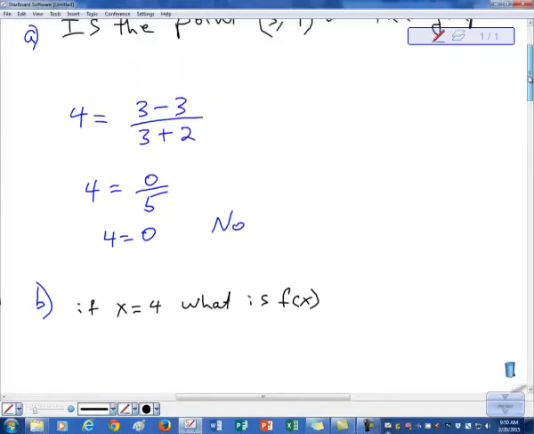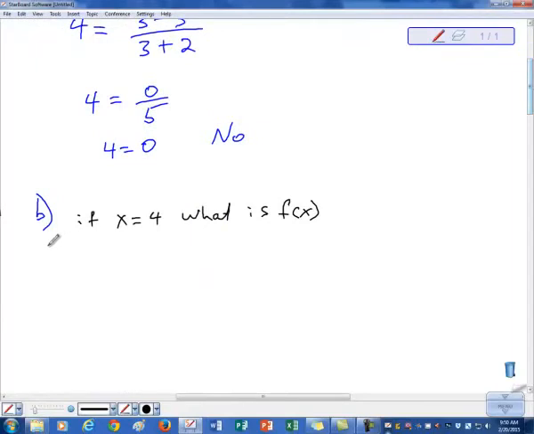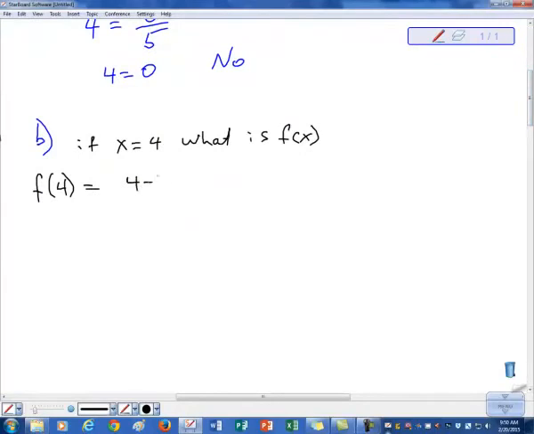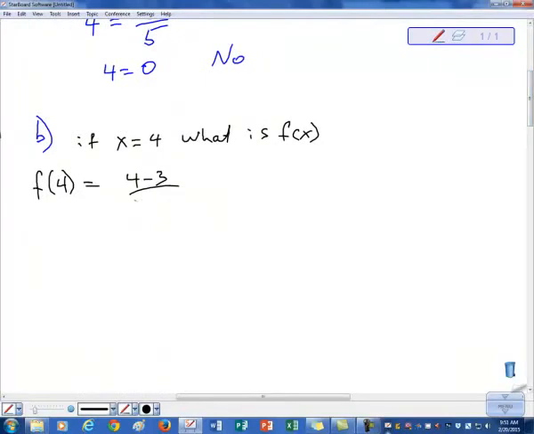Alright, well here what we have to do is we have to substitute in. So we're going to put in here f of 4 is equal to, and we're going to put 4 in for x. 4 minus 3 over 4 plus 2. And so we get 4 minus 3 is 1, 4 plus 2 is 6.